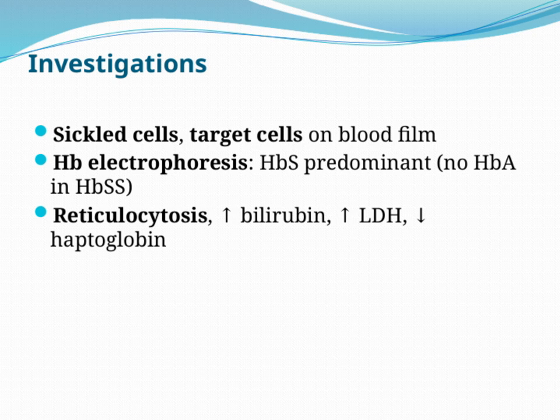In addition, the lab findings often include reticulocytosis, indicating increased red blood cell production in response to hemolysis. We also see elevated bilirubin and LDH levels, which are markers of ongoing red cell destruction. Conversely, haptoglobin levels tend to be decreased because it gets used up when it binds free hemoglobin released during hemolysis. Putting all these investigations together helps us not only confirm the diagnosis, but also understand the extent of hemolysis and bone marrow response. This comprehensive picture is crucial for guiding effective management of the patient.